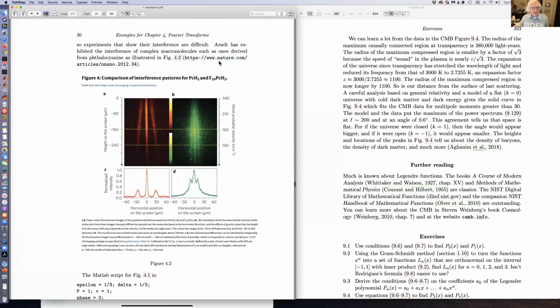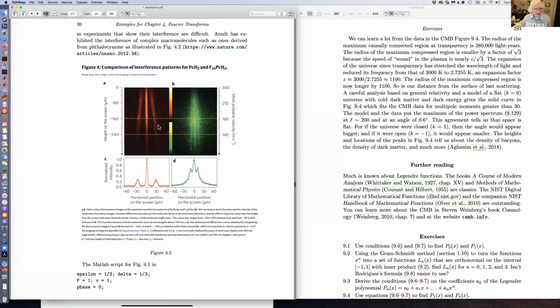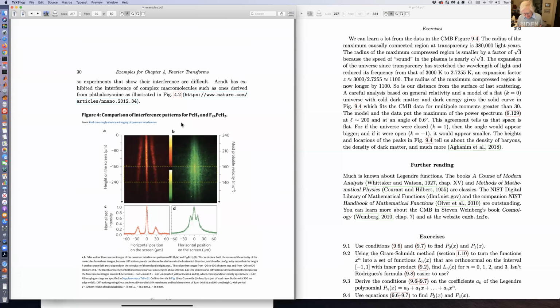I gave you a reference here that exhibited the interference of complex macromolecules, and the formulas are here. The big term comes from PC, which is phthalocyanine, and you can see the diffraction there. So he has to have the velocity of these macromolecules be very, very slow in order to get this interference pattern. Anyway, I thought it was actually the best part of the colloquium, but others may have other views.